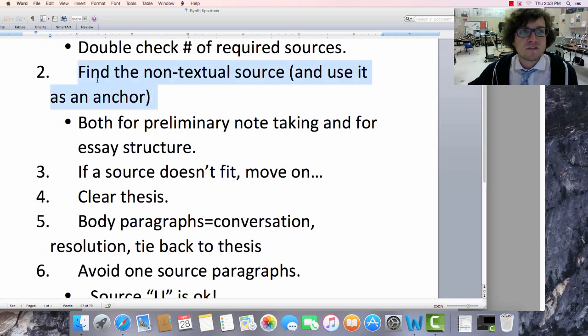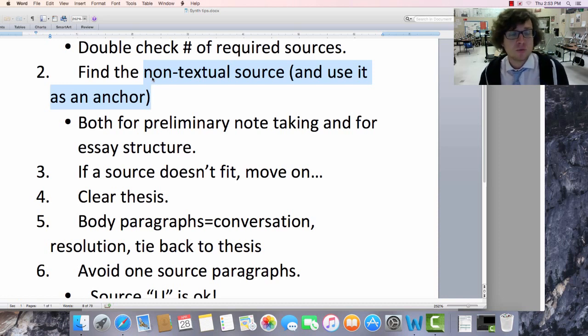Second thing is we're going to find the non-textual source. They almost always will give you, in fact, I will go out on a limb and say they will always give you some kind of chart or political cartoon or graph or something like that. And what you want to do is find that first. Now, again, you don't have to, but if you are looking for specific strategies to help you on test day, the very first thing you should do when you look at the sources is not read them all, but flip through the sources and find the one that's the non-textual source.